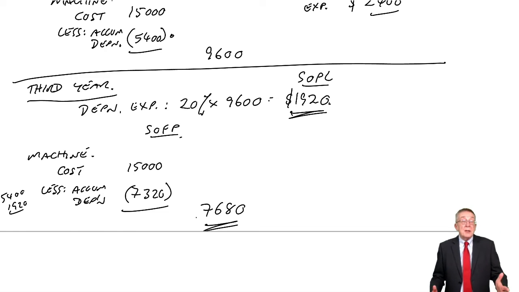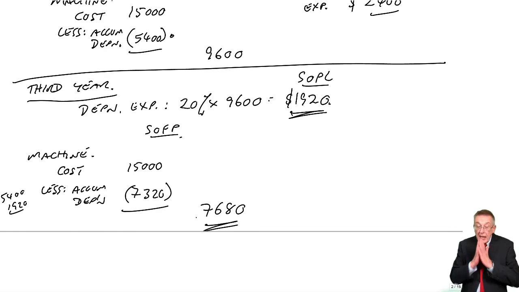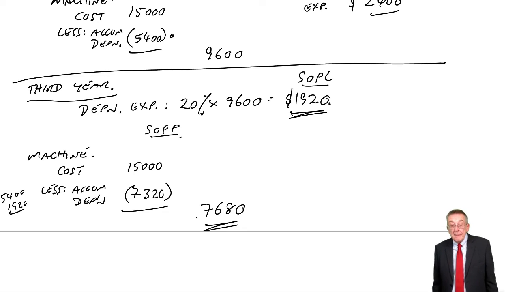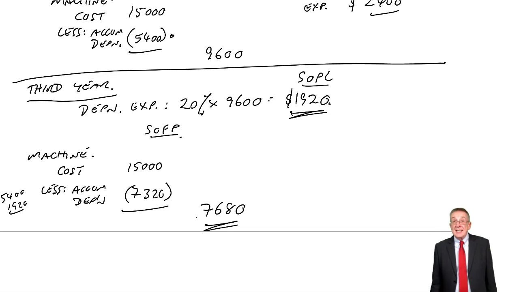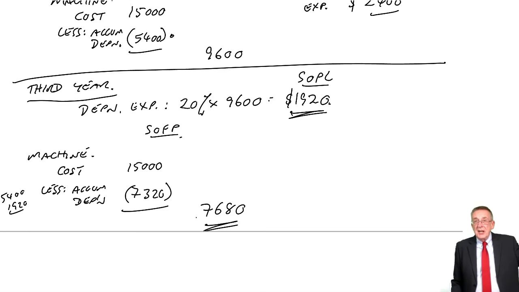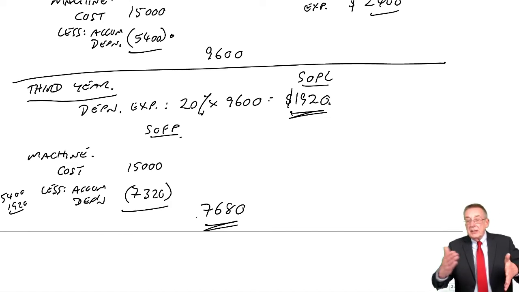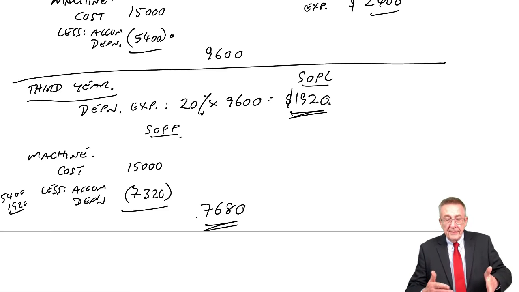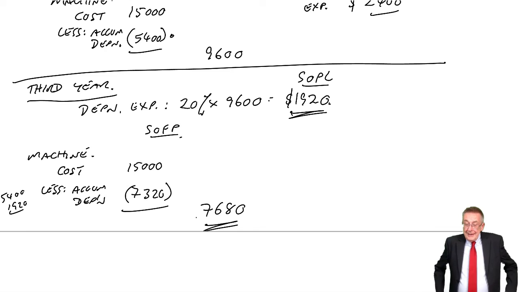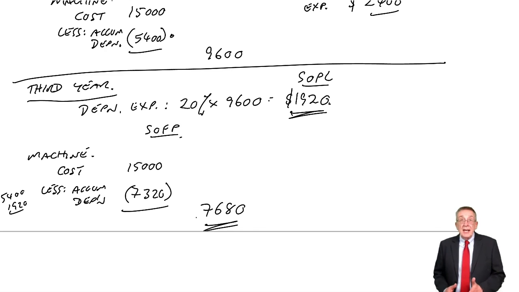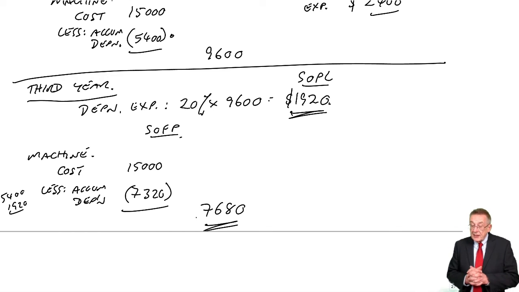And there we are. So I hope you see what's happening. I'm not going to do a fourth year, but I hope you're happy by now that the expense in the fourth year will be 20% of 7,680. So it's the same percent each year, but you're taking the percent of a lower value as the value keeps falling. So there we are, that's reducing balance. Now a few little things to say before we call this one a day.